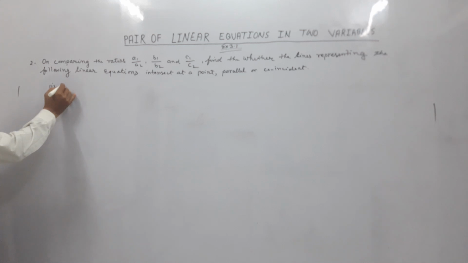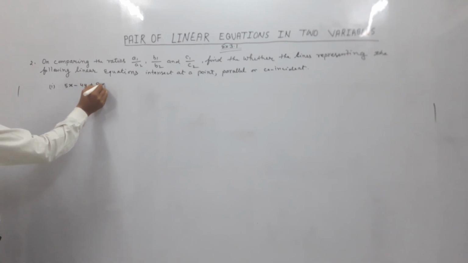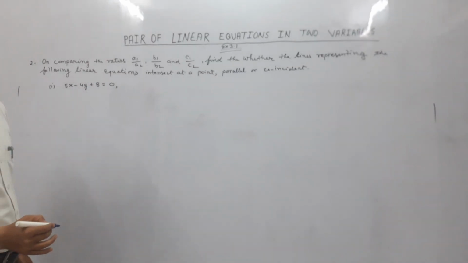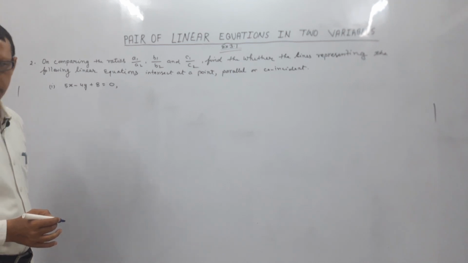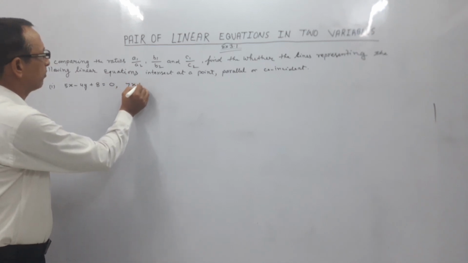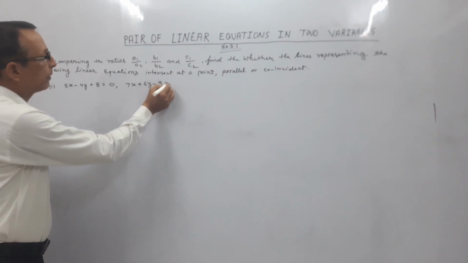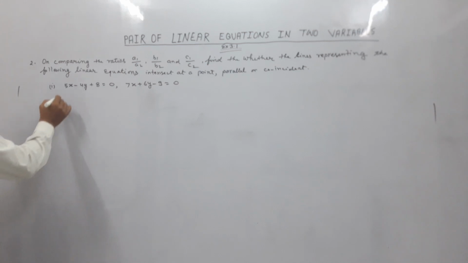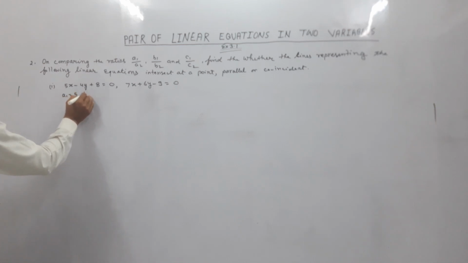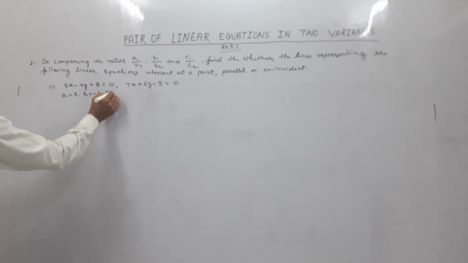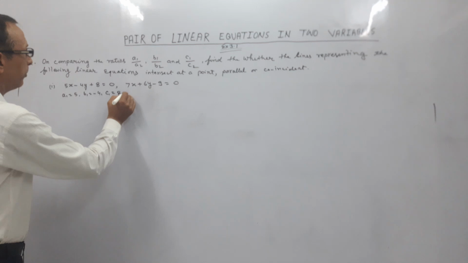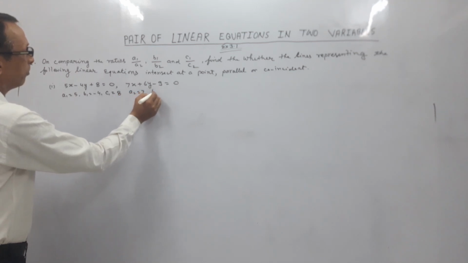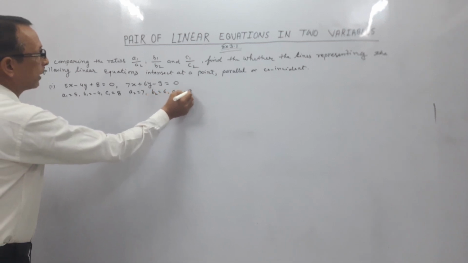जो हमारा फर्स्ट क्वेश्चन है वो है 5x माइनस 4y प्लस 8 इक्वल टू 0। और सेकंड इक्वेशन हमारा है 7x प्लस 6y माइनस 9 इक्वल टू 0। अब देखो, दिस इज इन द स्टैंडर्ड फॉर्म। A1 इक्वल टू 5, B1 इक्वल टू माइनस 4, C1 इक्वल टू 8, A2 equal to 7, B2 equal to 6 and C2 equal to minus 9.